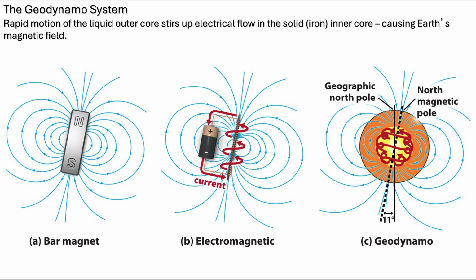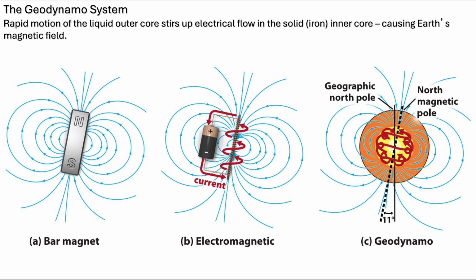The implication of this heat and convection for us is the geodynamo system. The relatively rapid motion of the liquid outer core stirs up electrical flow in the solid inner core, causing the Earth's magnetic field. This works a lot like a bar magnet. Given that context, we can now simulate the geodynamo in its most simple way by looking at how a bar magnet and the magnetic fields generated from that bar magnet relate to the North Pole and the South Pole of that magnet and of the Earth.